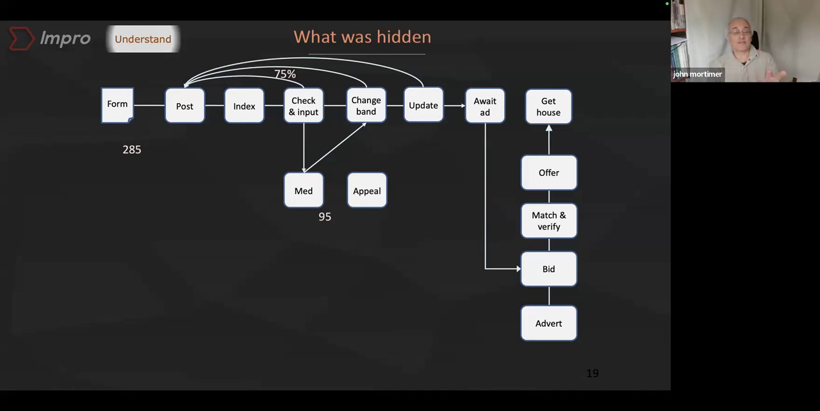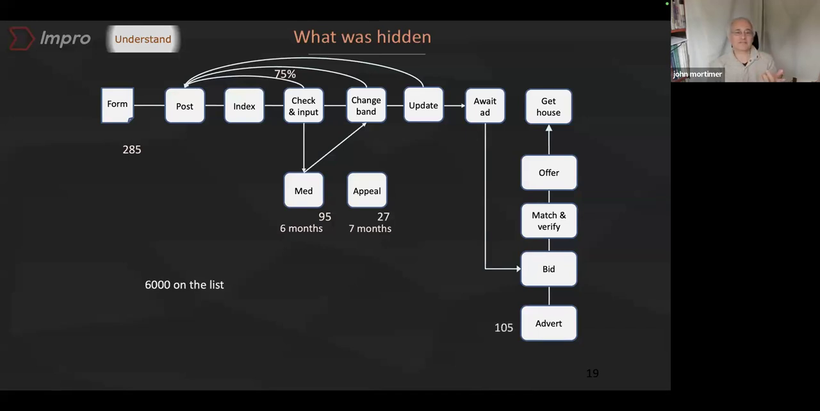So 95 were medical, and it takes on average 6 months to deal with a medical form because we need to engage with a nurse, we need to engage with doctors. 6 months. There were 27 appeals in that month, and they take on average about 7 months to deal with.